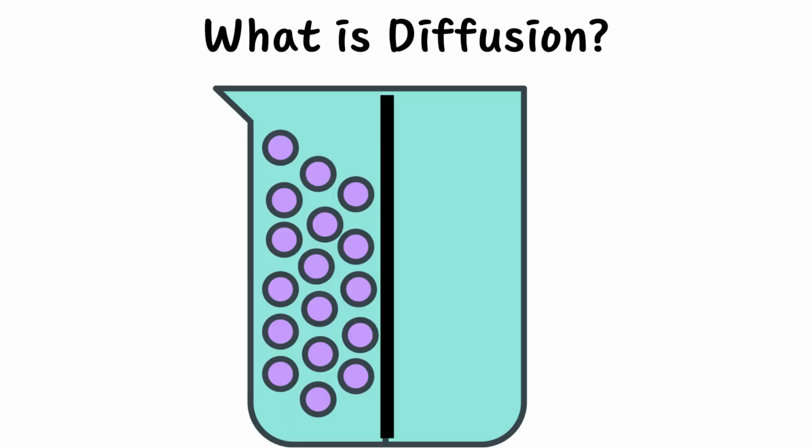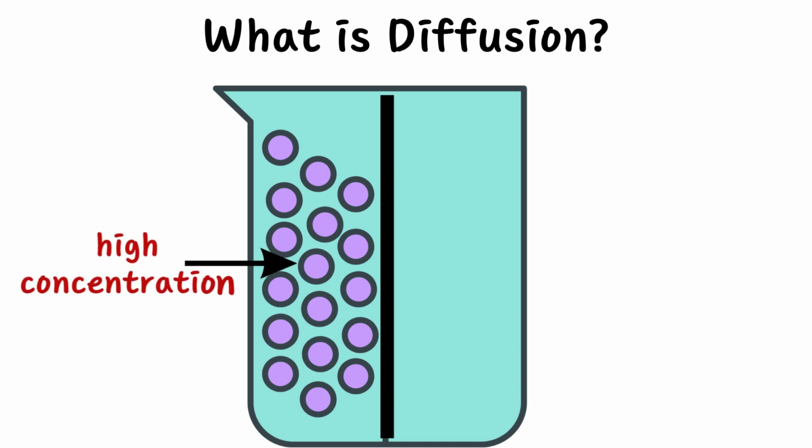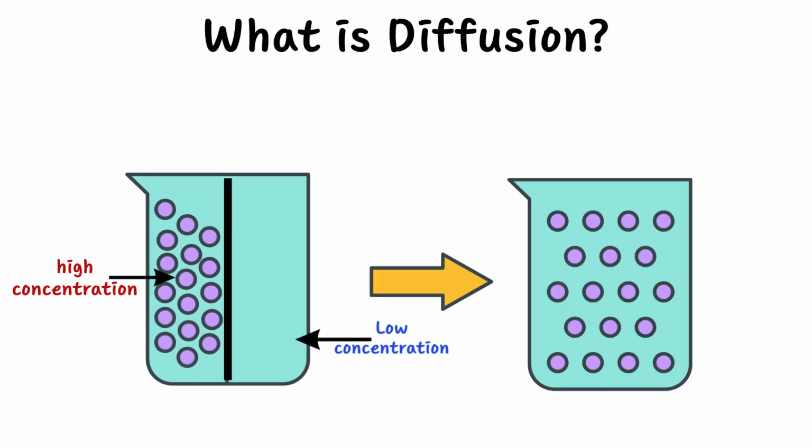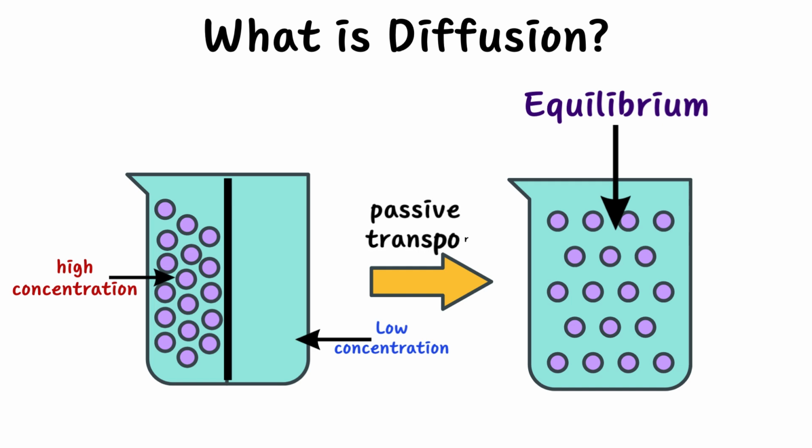Diffusion is the movement of particles from an area of high concentration to an area of low concentration until they are evenly spread out, or in scientific terms, until equilibrium is achieved. Basically, when there are a lot of particles in a space, the particles naturally move from where there are a lot of them to where there are fewer. So basically, most particles like to have their space. This process usually happens without energy. So this is a passive process or passive transport.